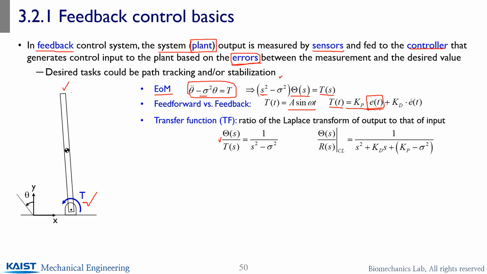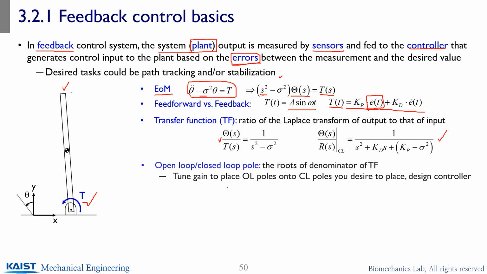And also, if you apply PD control, proportional to the error and proportional to the error rate of change, it is going to be this. So this is the closed loop transfer function. Those denominator terms actually determine how the system behaves, how fast the system will converge or diverge, and what the magnitude of the overshoot will be, etc. So the roots of the denominator of the transfer function give us information about the system characteristics. That's what we call the poles. So open loop poles and closed loop poles refer to the denominator of the transfer function.